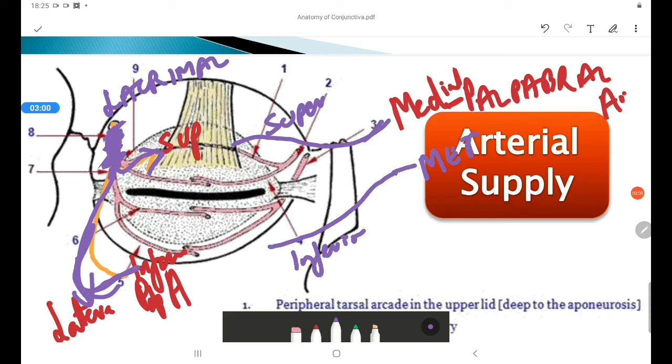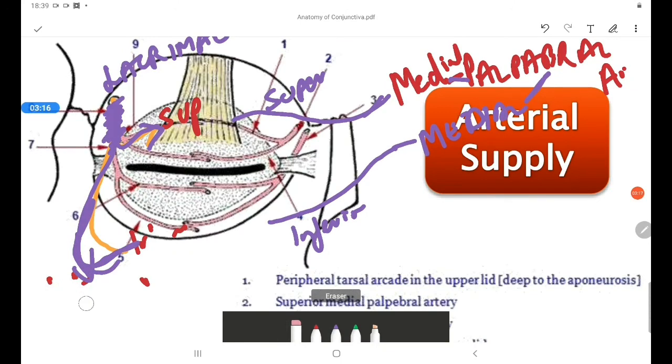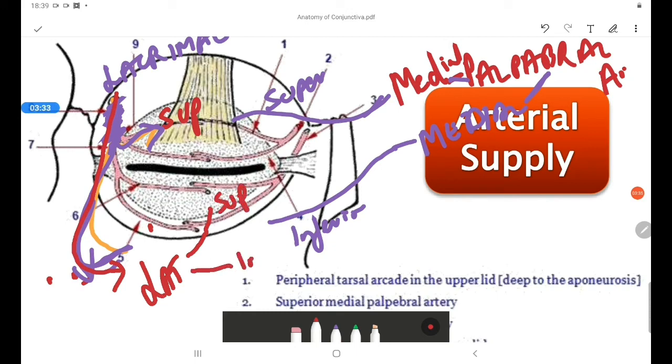Inferior medial palpebral artery. So the lateral, you should know that the lateral palpebral artery is arising from the lacrimal artery, and it is the lateral palpebral artery which divides into superior and inferior palpebral arteries. But on the medial side it is not so.